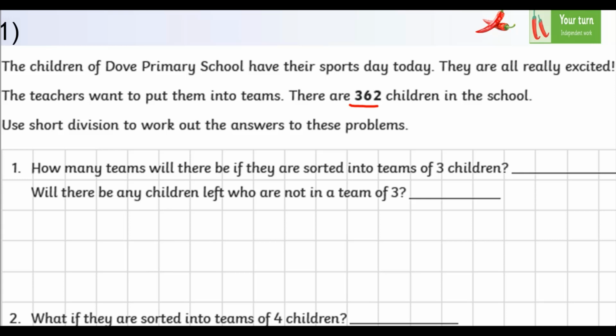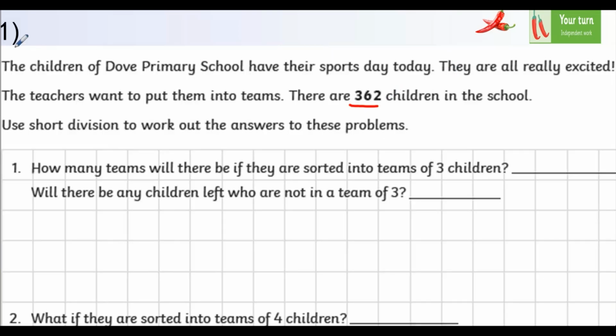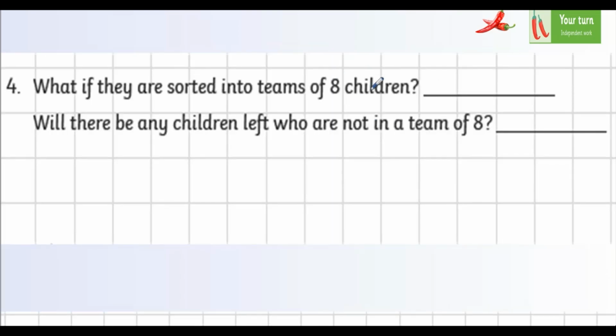So 362. This question says, what if they were sorted into teams of 8 children? So you do 362, like it says in the question, divided by 8. And then it's asking you, will there be any left over?